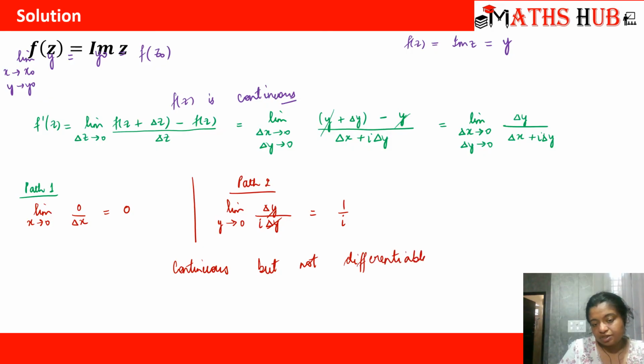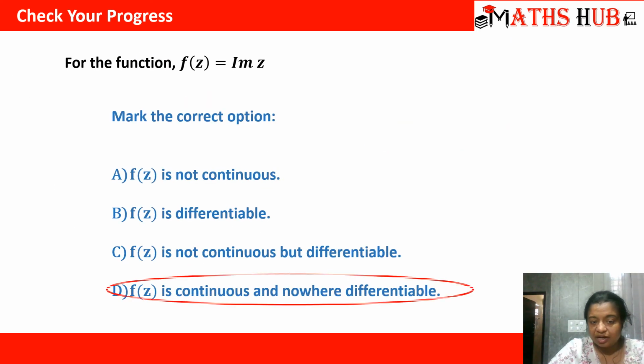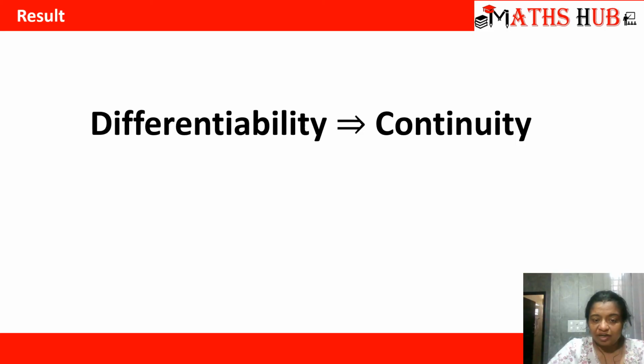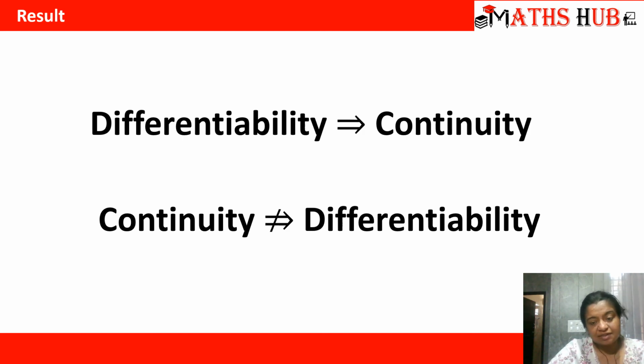So I hope the question is clear, right? So the answer to this question is that the function is continuous and it is nowhere differentiable, right? Okay. So we have a well-known result that differentiability always implies continuity, but continuity never implies differentiability, right? So you have seen several questions where the functions were continuous, but they were not differentiable, right?